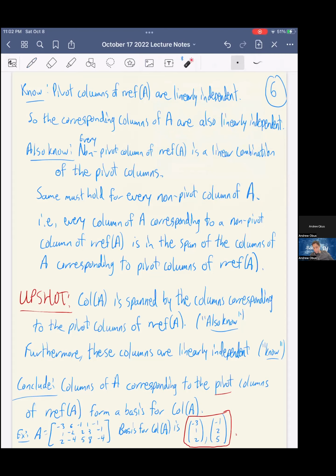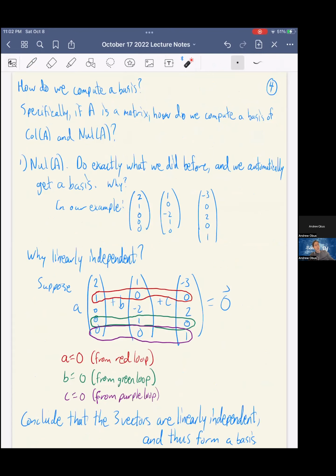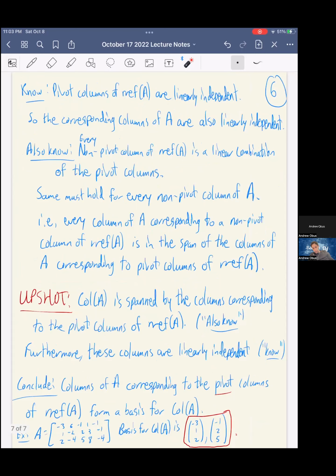Okay, so just to recap, if you want to find a basis for the null space of A, you just solve the equation AX equals 0, write it in parametric form, and the vectors that you get form the basis. If you want to find a basis of the column space of A, you row reduce and find the pivot columns, and then you just use the columns of A that correspond to those pivot columns. All right, so this is the algorithm that works for any matrix at all. Okay, so that's all I want to say about that.